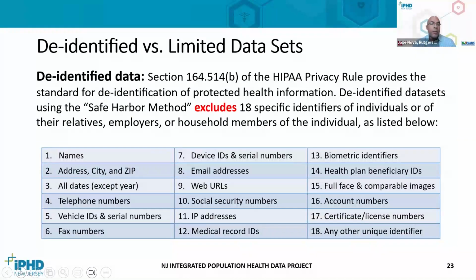And for number 3, in terms of dates, all elements of dates except year for dates that are directly related to an individual, including birth date, admission date, discharge date, death date, and all ages over 89, and elements of dates, including year, such that they get aggregated when top coded at that level. And the rest are more direct identifiers in terms of social security numbers, medical record IDs, biometric identifiers, and others.